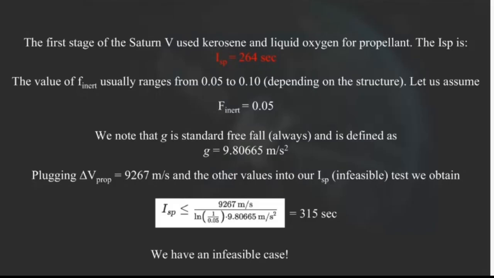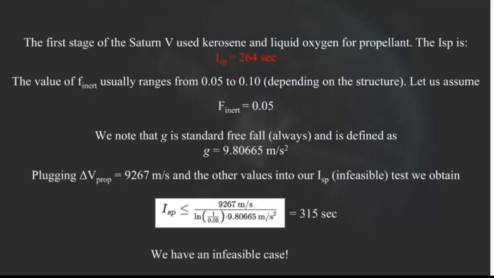However, we had used an ISP of 264 seconds, which is smaller than 315 seconds. Therefore, we have an infeasible case or a non-feasible condition as stated in the book. How do we fix this? So possible solutions are: improve the ISP by using a bigger value for the specific impulse, reduce the inert mass fraction to less than 5%, or use staging instead of one stage, like two or three stages.